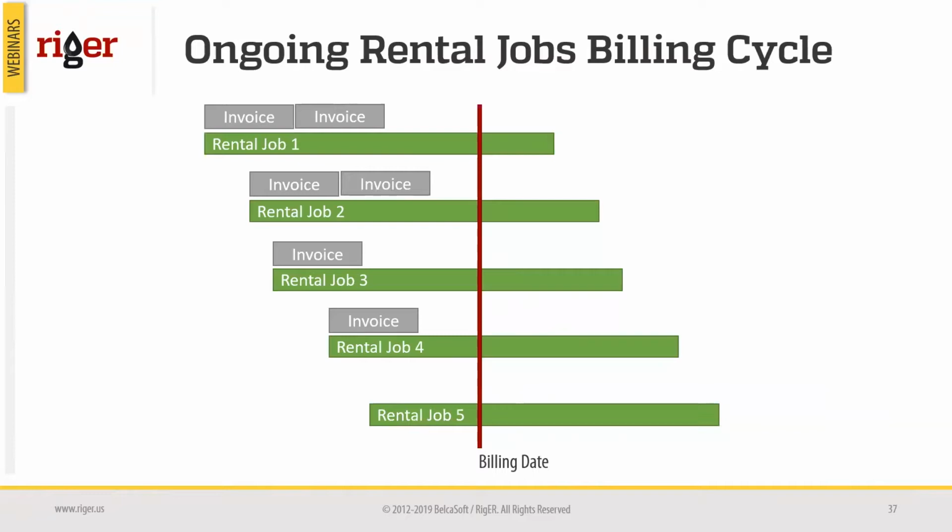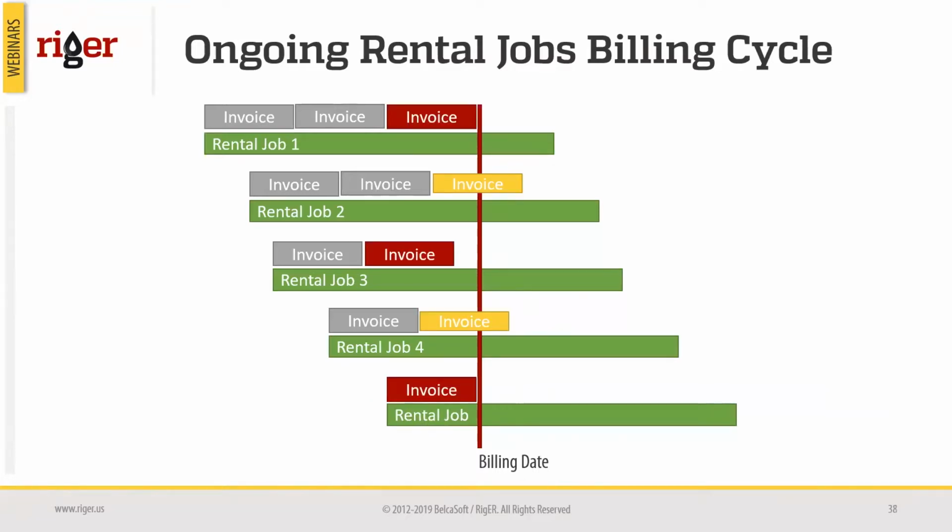So what we can do, we can run the rental invoice generation tool, and it will calculate the next billing period, the billing cycles, and see what kind of jobs we can invoice today. And as you see, we can invoice job number 1, number 3, and number 5. Job number 2 and number 4 will be invoiced next billing date. And the rental invoice generation will produce 3 invoices, and we can send them to the clients right after that.